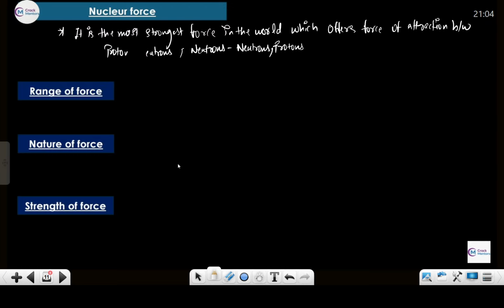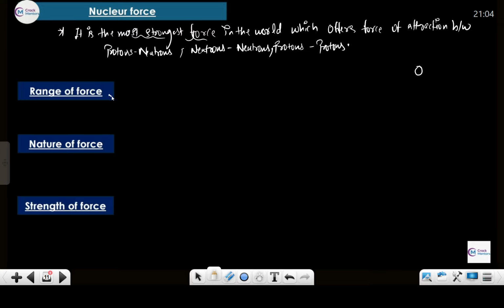Protons, neutrons, protons to protons. Okay, and why is it the strongest force? Because the nucleus has very small size, and there are so many protons present in it applying a Coulomb force on each other. Even with such great force, the nucleus is not exploding. They are basically packed in. That's why this is the strongest force.